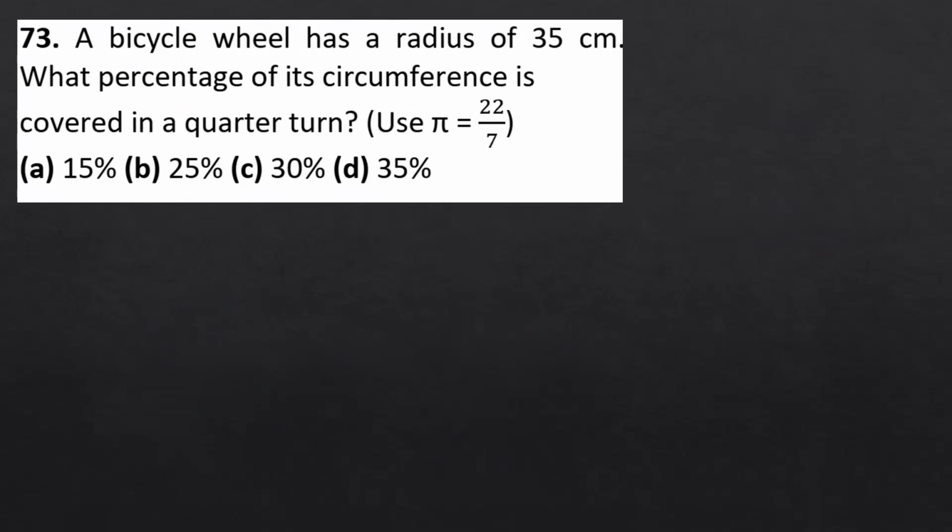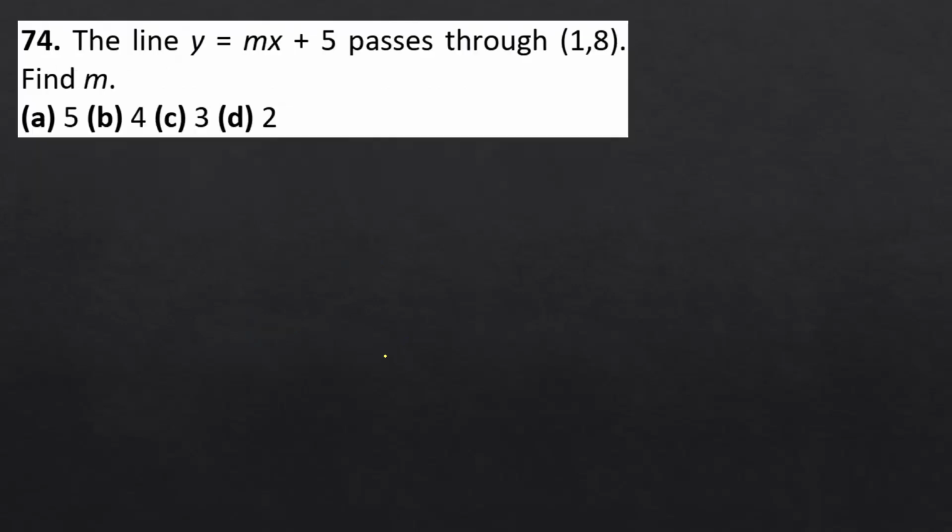A bicycle wheel has a radius of 35 centimeters. What percent of its circumference is covered in a quarter turn? See, one full turn is a complete circumference, right? Quarter turn means 1/4, 25% of the circumference will be covered. So it's going to be 25% of the circumference.